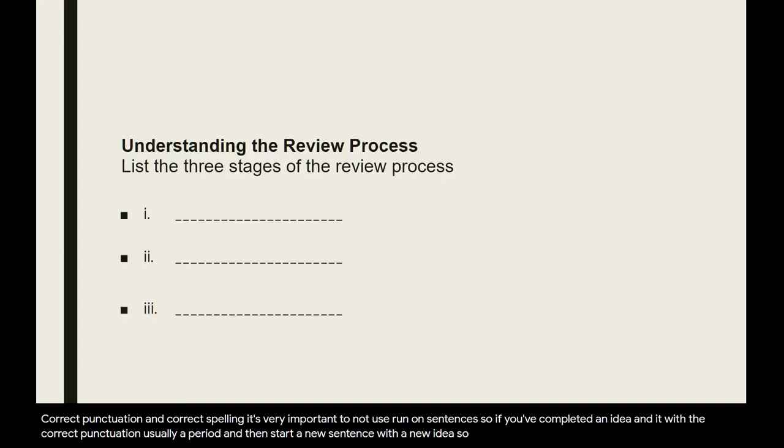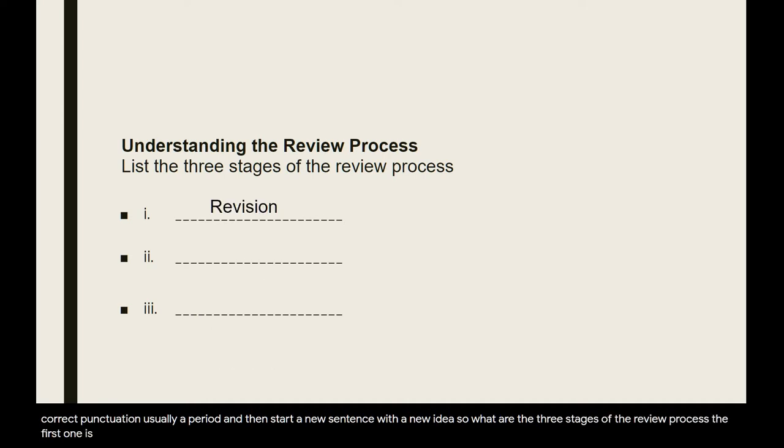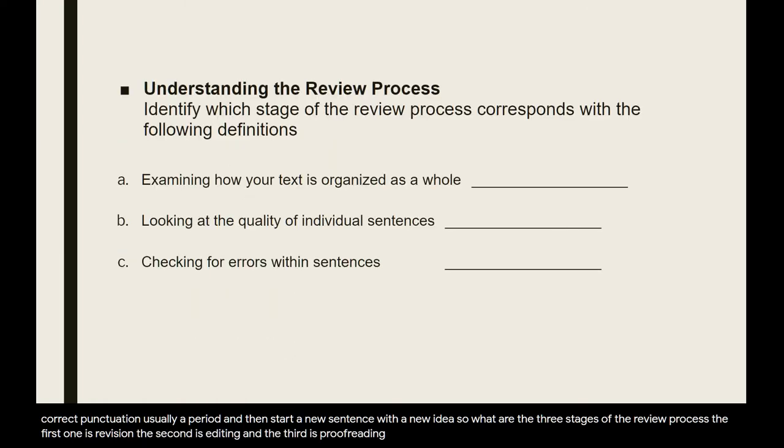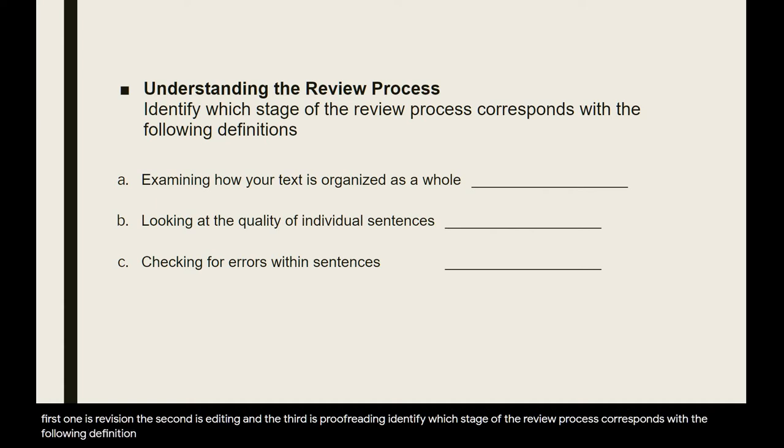So what are the 3 stages of the review process? The first one is revision, the second is editing, and the third is proofreading. Identify which stage of the review process corresponds with the following definitions. So which one examines how your text is organized as a whole, so a holistic look?